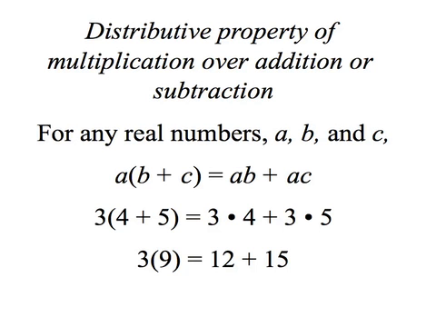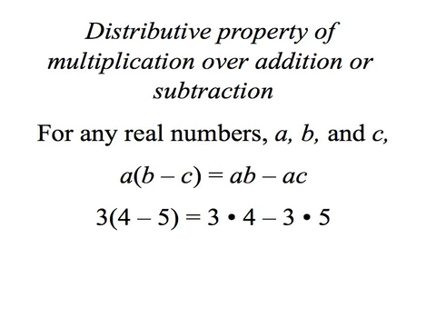But on the right side, the distributive property says we could also do the 3 times the 4 and the 3 times the 5 and add those two products. And when we do, we find that the sum of 12 and 15 is 27, and the product of 3 and 9 is also 27, an example of the distributive property of multiplication over addition.